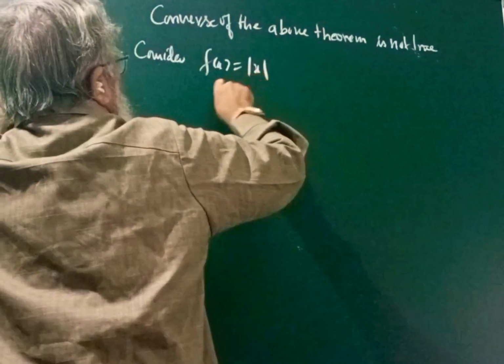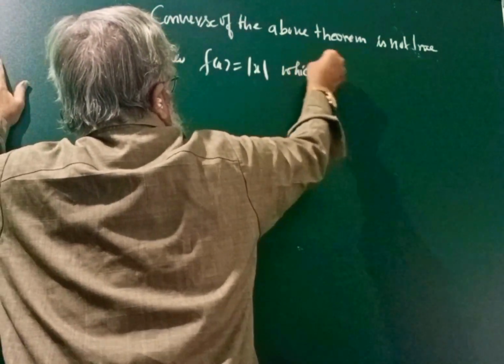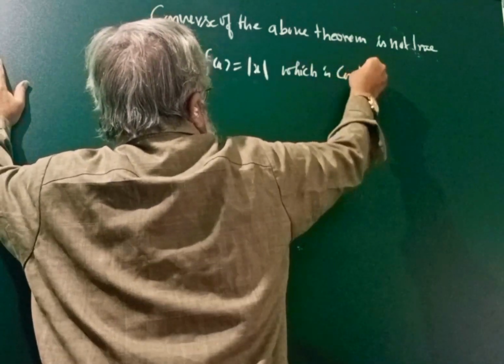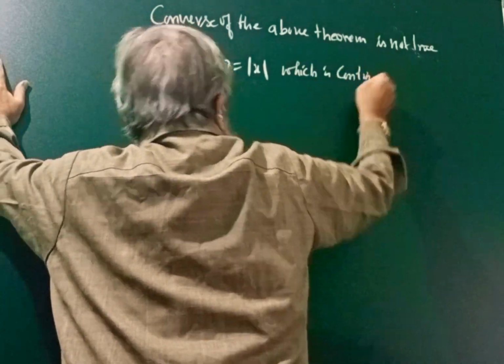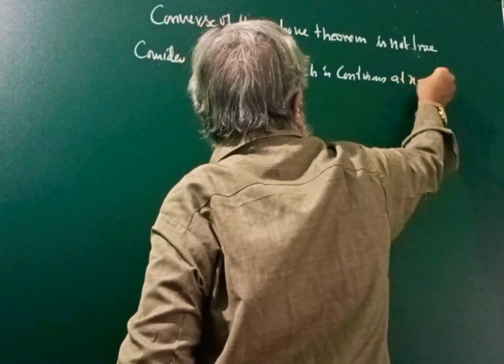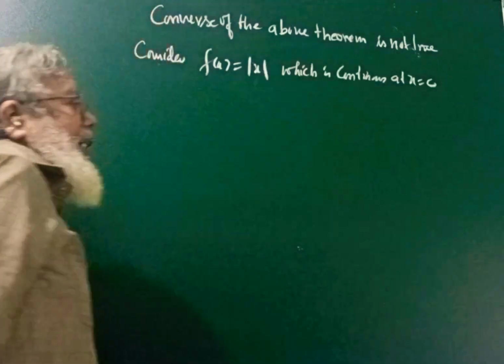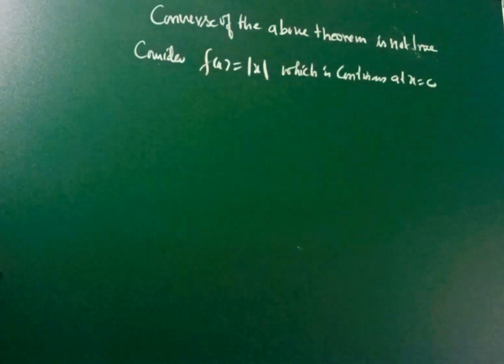Now f(x) is a continuous function. Continuous at x is equal to 0. We have proved it already. Now we show that even though it is continuous at 0, it is not differentiable.